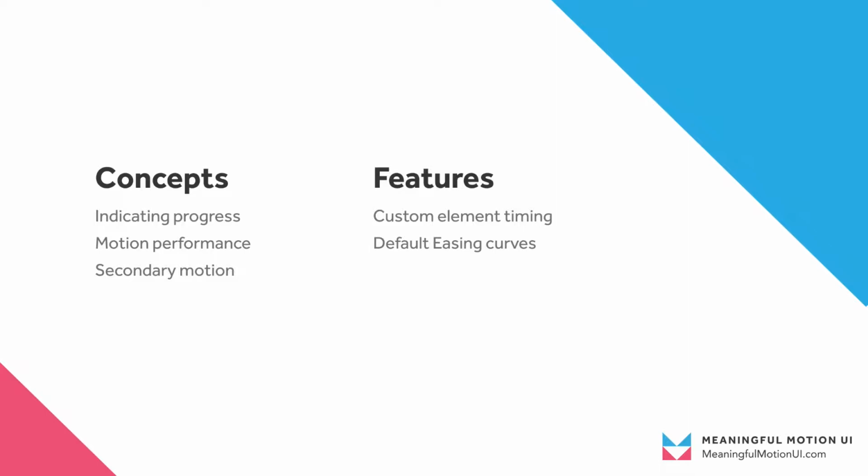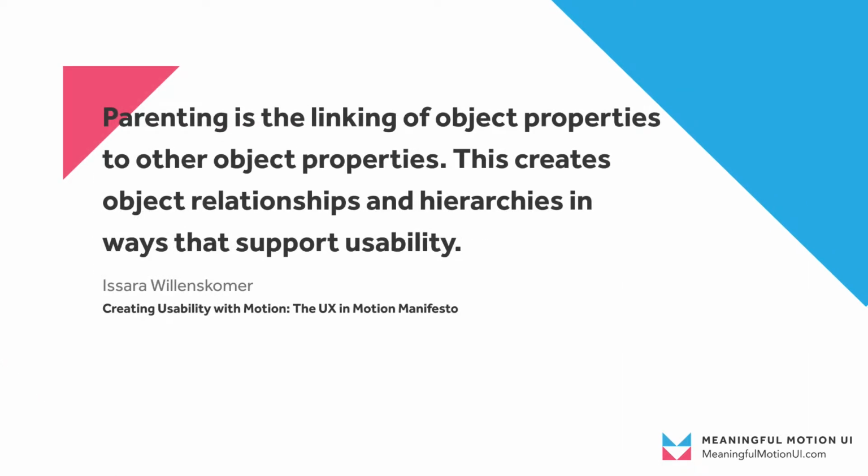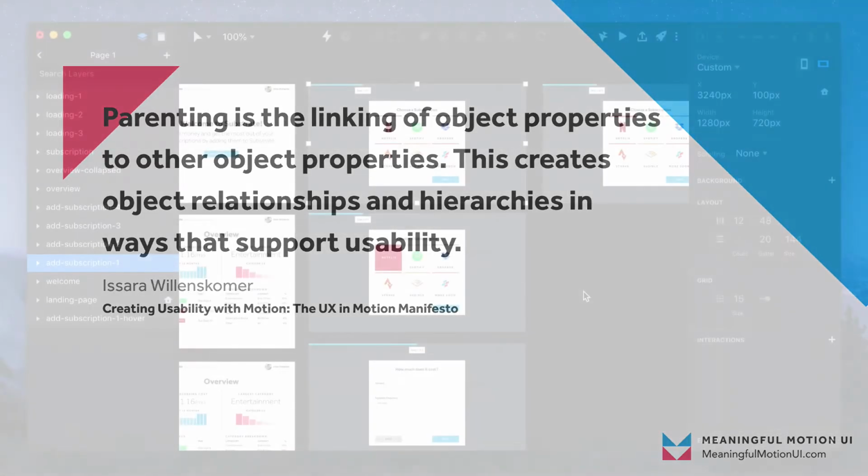Secondary motion is how we'll make the progress bar and the cards feel more connected, even though they're entirely separate elements. Asara from UX in Motion calls this parenting. He describes it as the linking of object properties to other object properties. So basically, we'll use similar motion properties on both the progress bar and cards to connect them. All right, let's jump in.